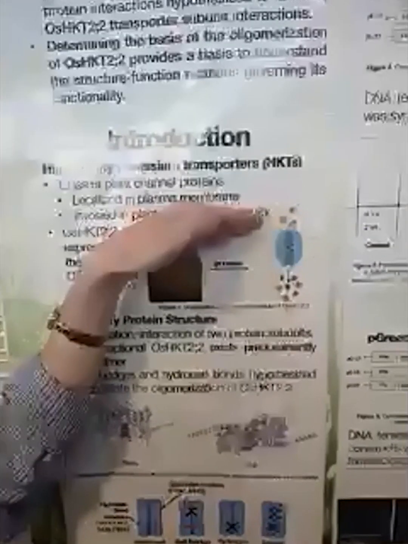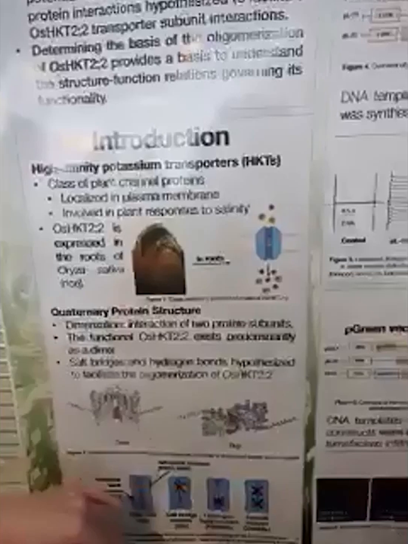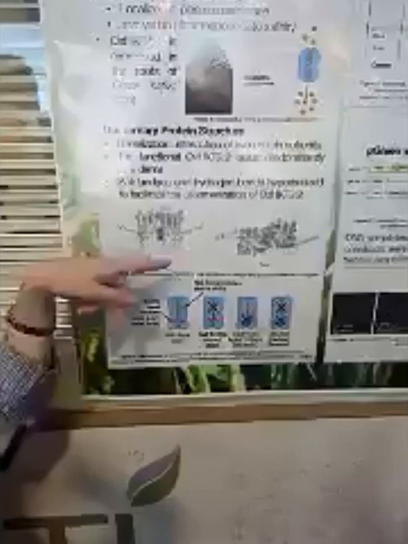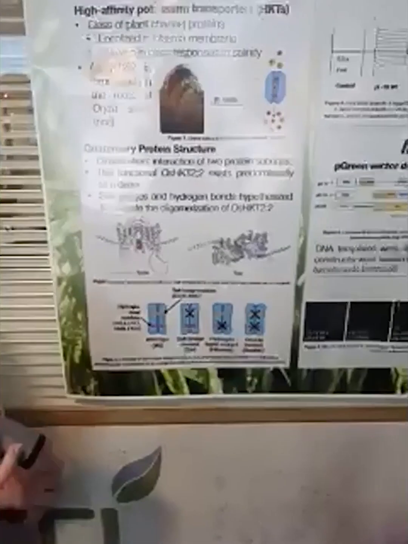It helps mediate the transport of potassium and sodium ions across plant cell membranes, which is involved in plant responses to salinity. It exists as a dimer, which is an interaction between two protein subunits, and this is predicted to occur through salt bridges and hydrogen bonds. And so what I was focused on testing was when you disrupt the salt bridges and you disrupt the hydrogen bonds, do you disrupt the interaction of the transporter, and do you also disrupt its function?